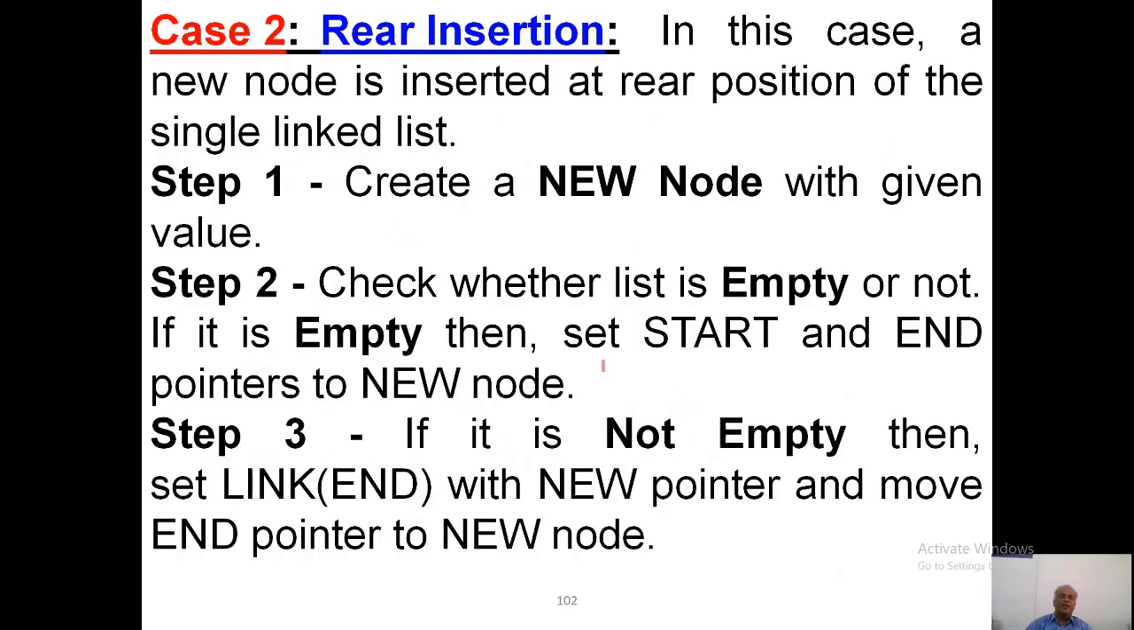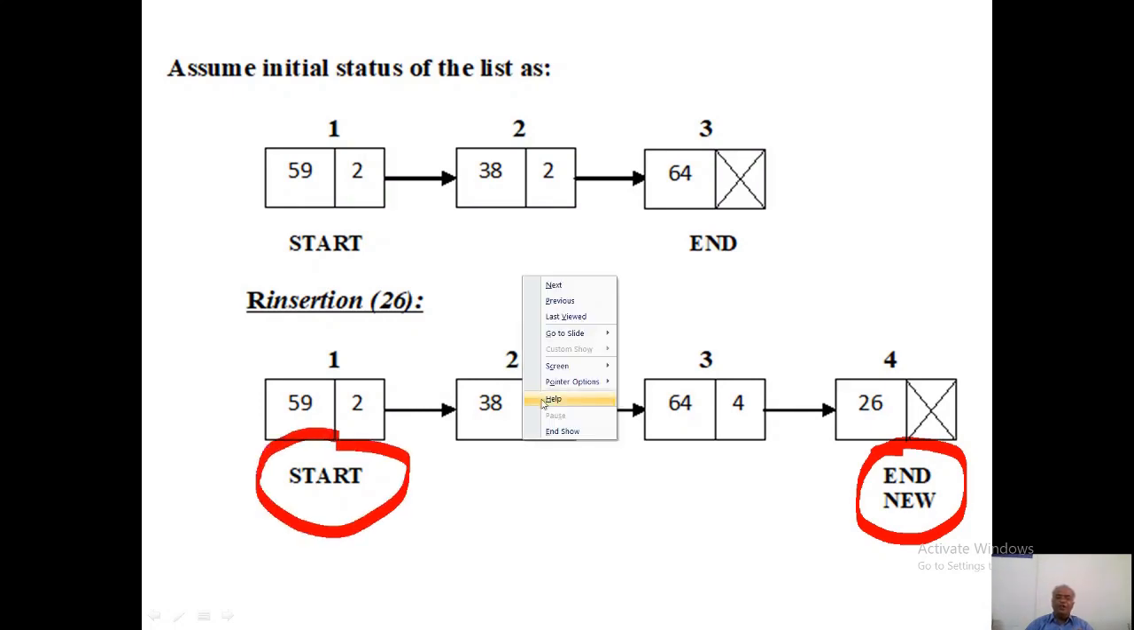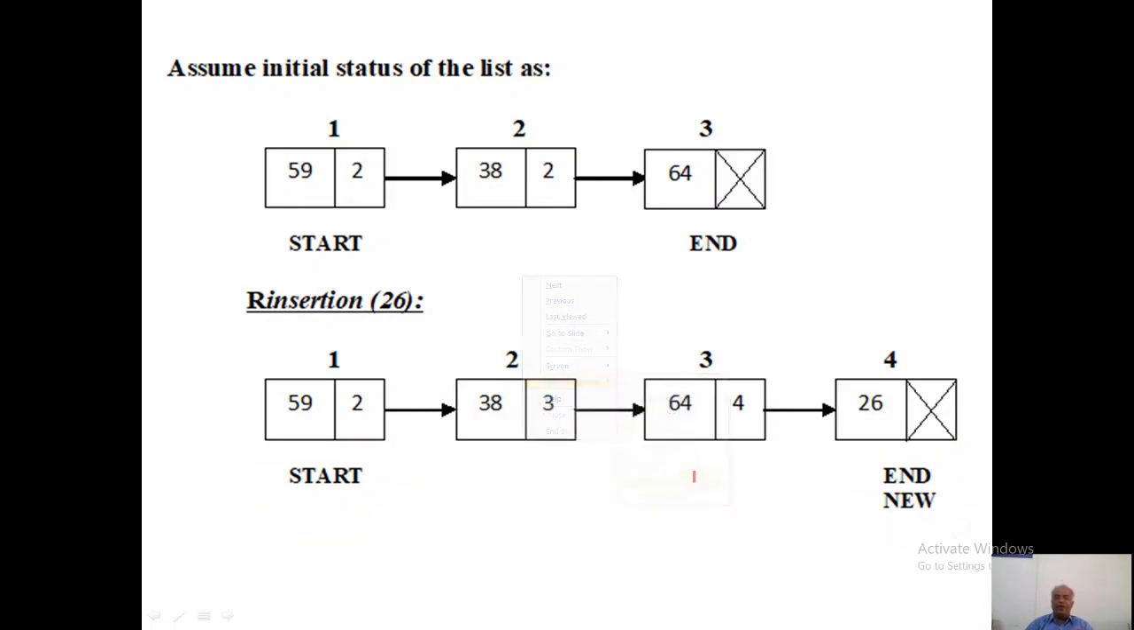Similarly, rear insertion. Check whether the list is empty or not. As usual, if it is empty, start and end pointers are the new node. If it is not empty, we set the link of end with the new pointer. In the previous case, it was the link of start with the new pointer. Here, it is the link of end with the new pointer.